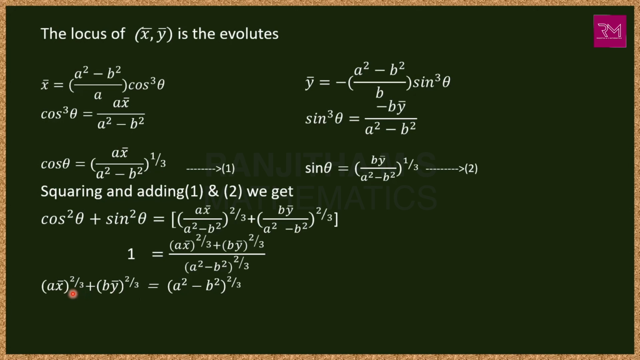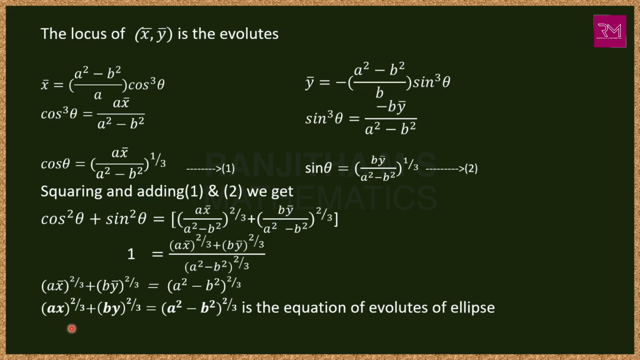In the next step, we replace x̄ by x and ȳ by y. We obtain the equation of the evolute of the ellipse, that is (ax)^(2/3) + (by)^(2/3) = (a² − b²)^(2/3). This completes the problem. We shall move on to another problem.